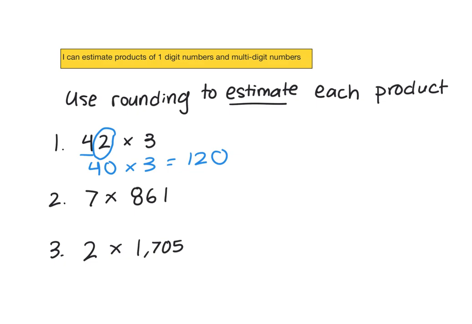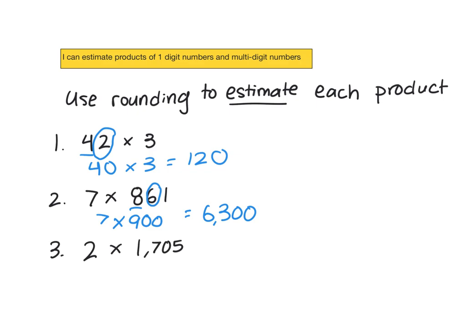Next problem, 7 times 861. Again, 7, I'm going to keep the same. I can already do my 7 times tables. 861, I want to round to the nearest 100 in this case. So I have an 8 in my hundreds place. I have a 6 in the next place over. That 6 tells me I'm going to round my 8 up. So this is going to become 7 times 900, which 7 times 9 is 63. Add my 2 zeros, put a comma in the correct place.